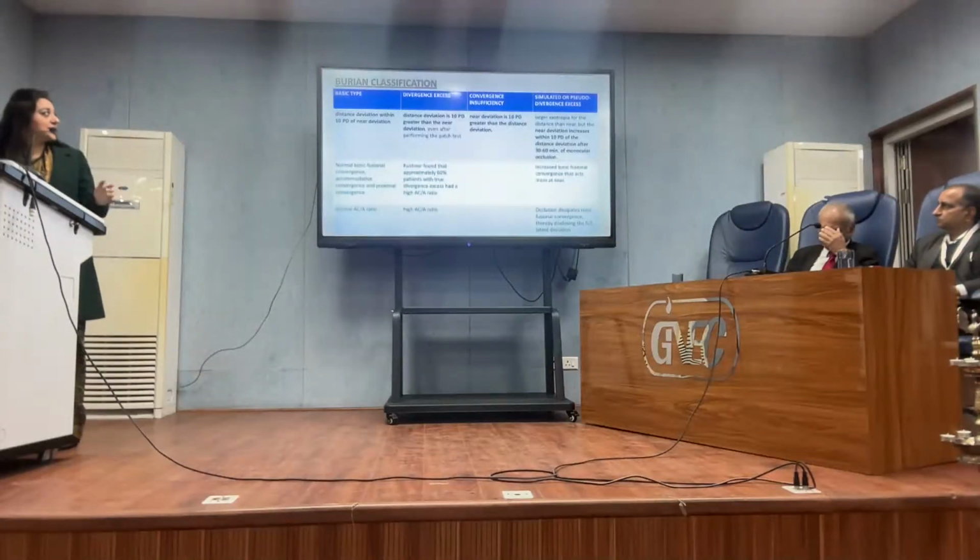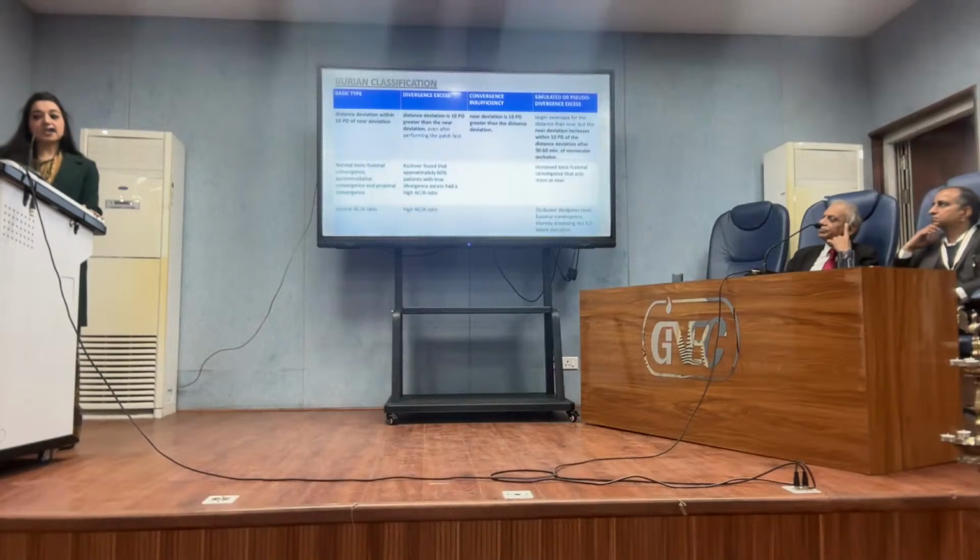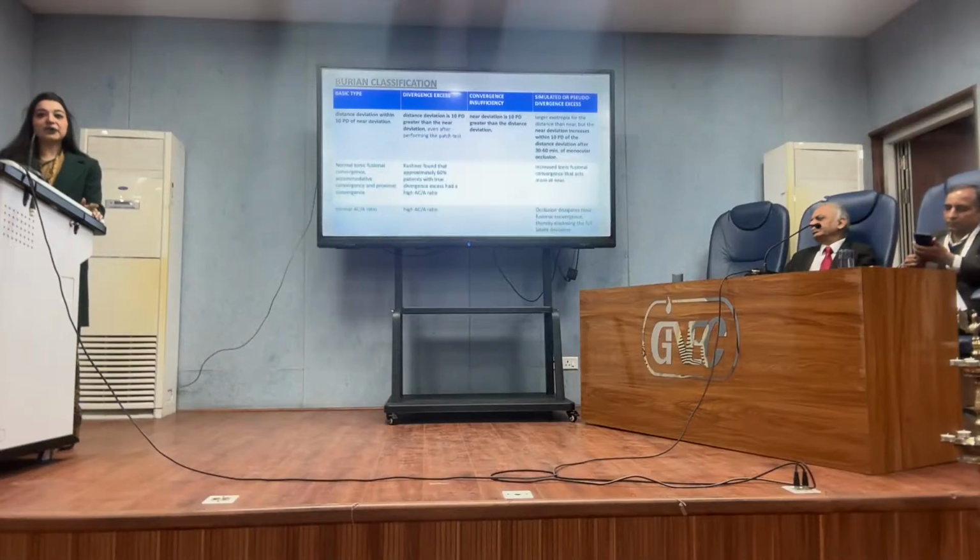This is the basic classification. So we have 4 types. This is the Berlin classification. The basic type is the one where the distance deviation is within 10 PD of the near deviation. Divergence excess is where distance deviation is 10 PD more than near deviation, and this is even after the patch test. So this is true divergence excess.